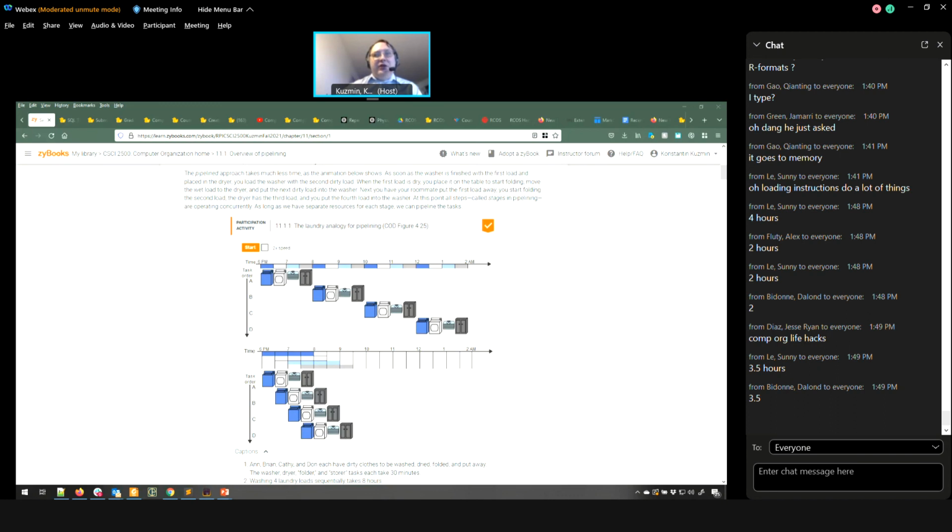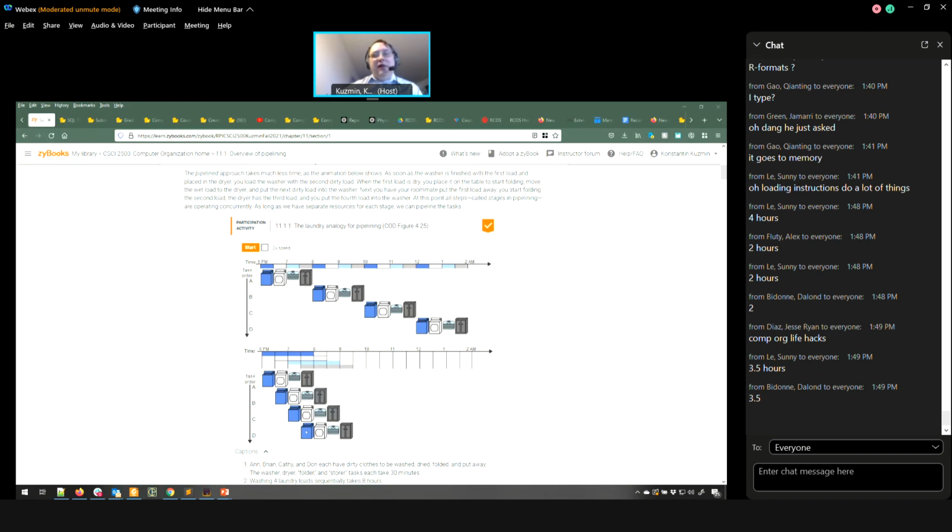And if you look at the utilization ratio for, let's say, their washer, right? It is still used for only 2 hours, but it's 2 out of 3.5 instead of 2 out of 8. So that's much better utilization that we are seeing.